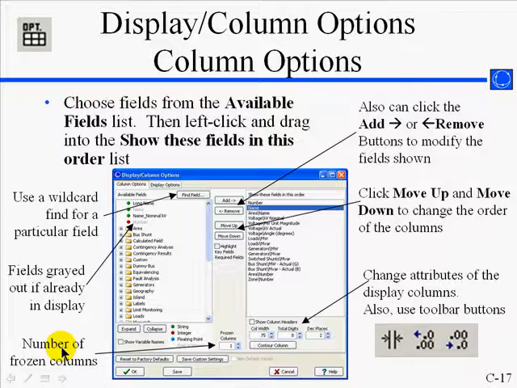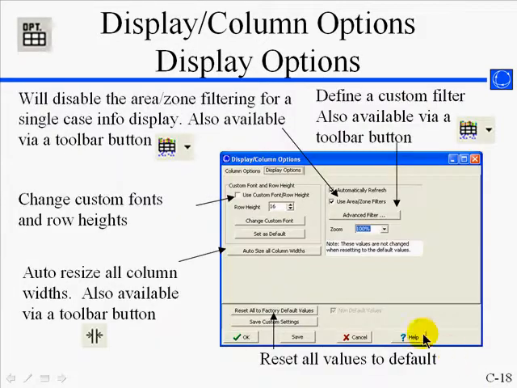The slide shows a few more details about what I just described, and how some of the things that you can access on the Display Column Options dialog can also be accessed from other toolbars that appear on the Case Information toolbar that's shown along the top. So on the Display Options tab, you can access the advanced filters also through this button, and you can auto resize from this button on the toolbar.